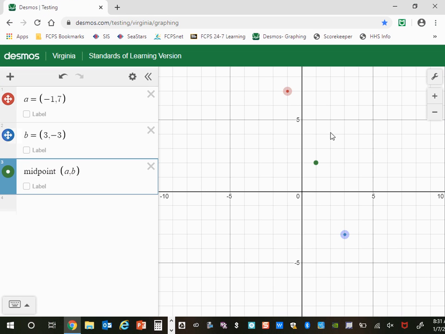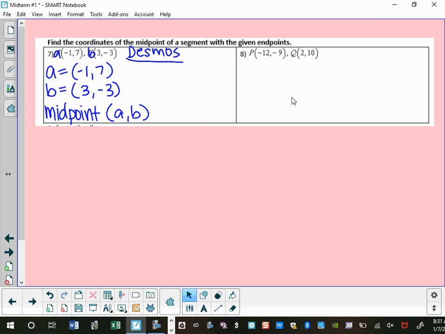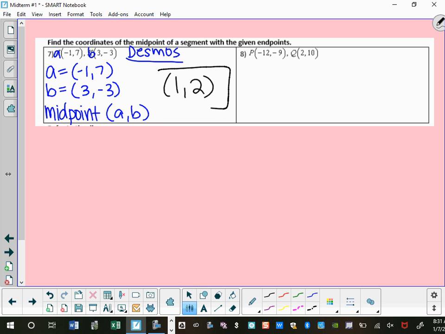When that happens, Desmos graphs the first point for you, the second blue point for you. My midpoint is right here in the middle. What is my midpoint? 1, 2. So for this one, we're going to write 1, 2. 1, 2 is my midpoint. I want you guys to circle number 8, doing that one for your homework. Questions here?